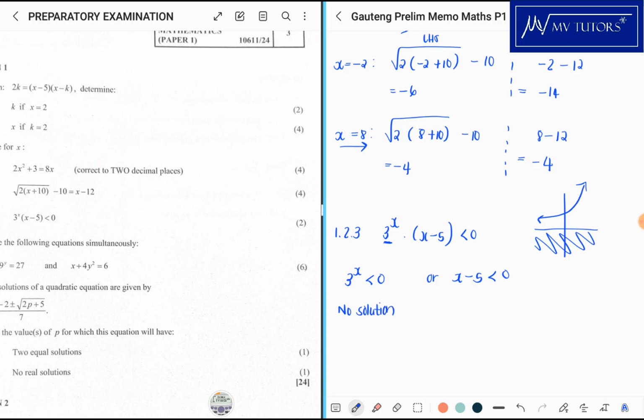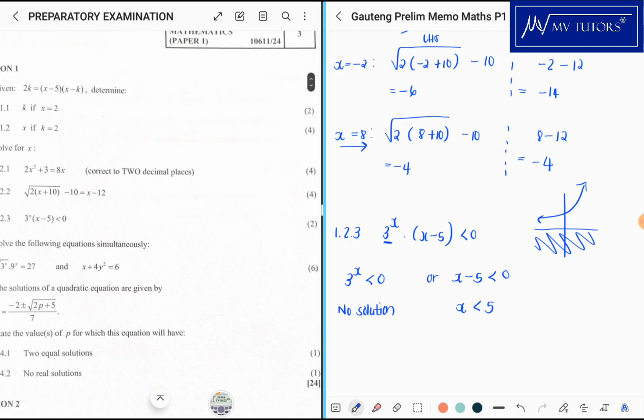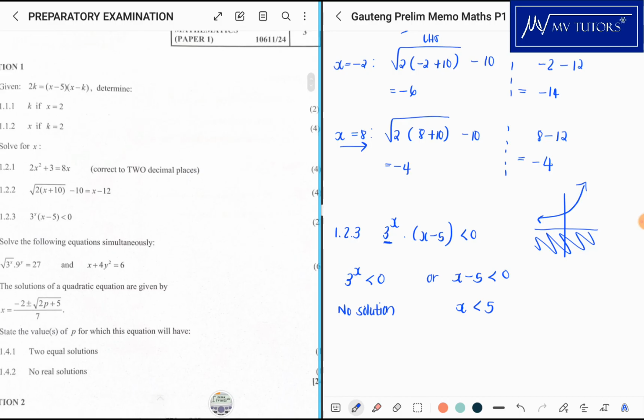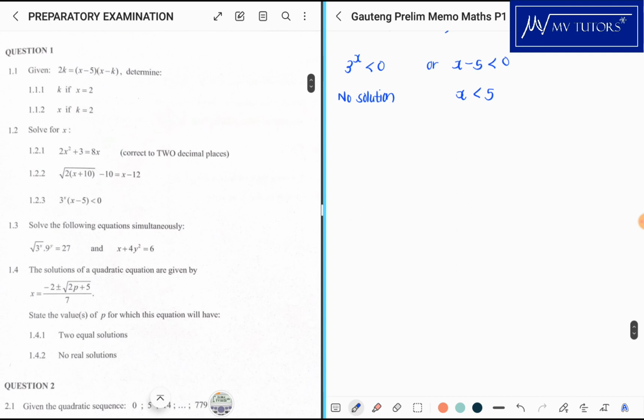On the other end, we have x minus 5 is smaller than 0. You can take the minus 5 to the other side, and so x is smaller than 5. And that's where you ended. That's where the 2 marks come in. All right, so we're done with 1.2. Now let's go to 1.3, solving simultaneously.